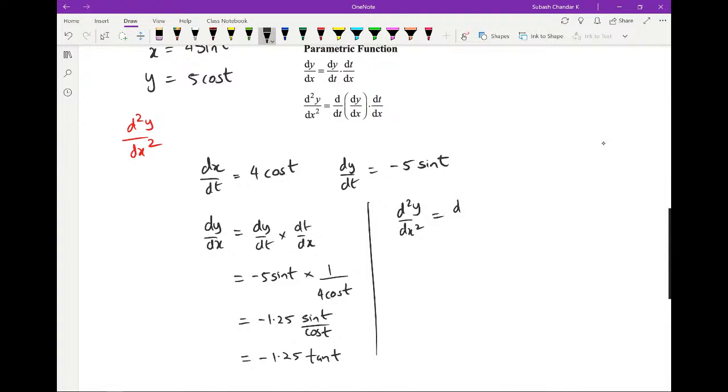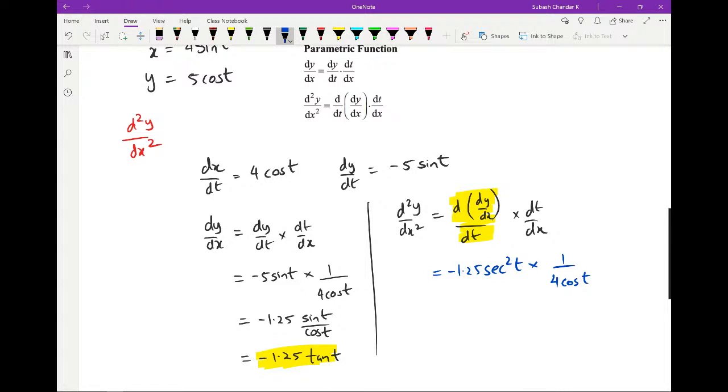Now, if you look at the second part of this, the second derivative is going to be the differentiation of dy dx with respect to t, multiplied by dt dx. So we've got to differentiate this part here, which means that's going to be -1.25 sec squared t multiplied by dt dx, which is 1/(4 cos t). And I think that's pretty much it. You've done the second derivative right there. Is that all right, Edrin?